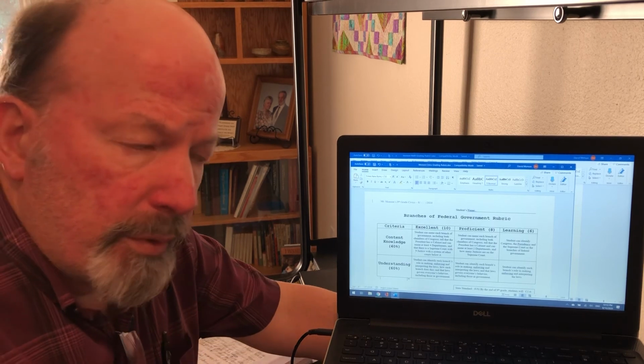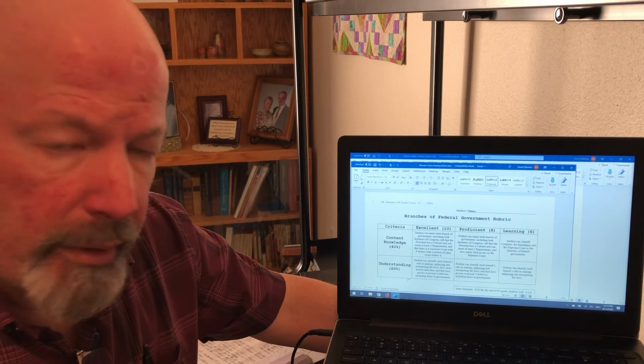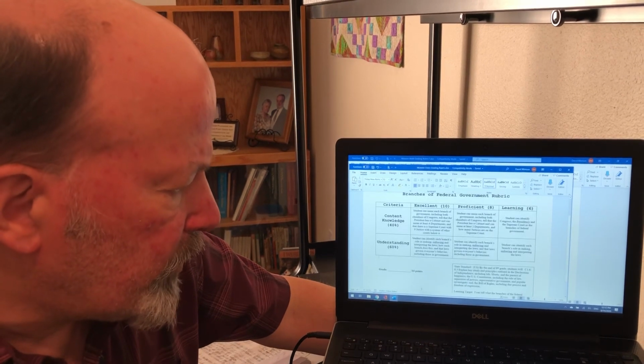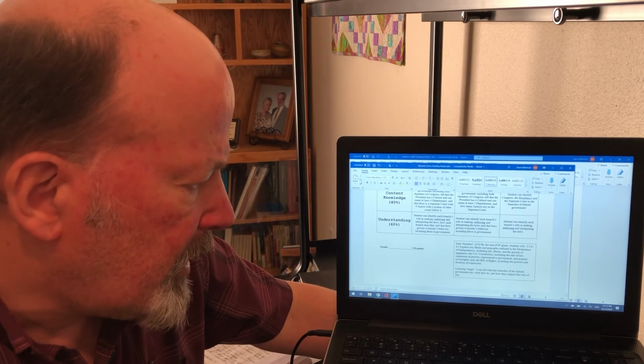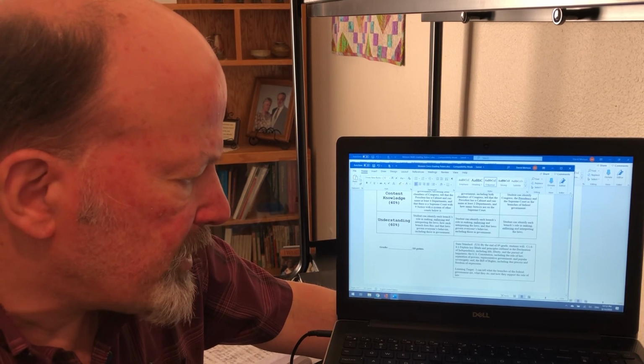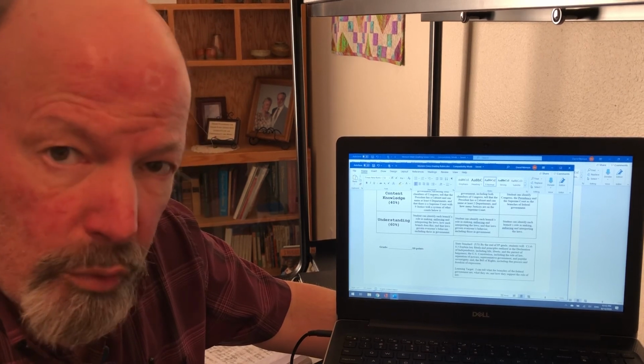And that's how this works for the branches of the federal government rubric. The whole goal of which is drawn from the 8th grade history standard, saying, I can tell what the branches of the federal government are, what they do, and how they support the rule of law.